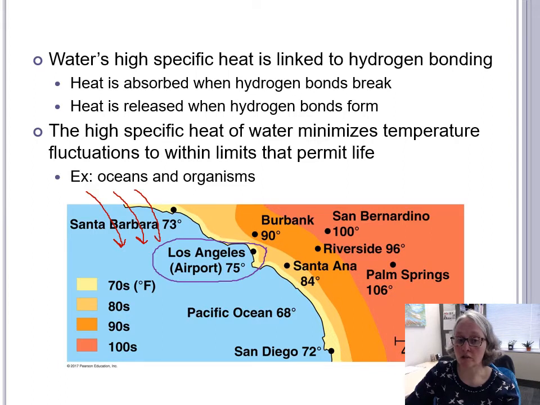Now the ocean doesn't start boiling because water can absorb lots and lots of heat and its temperature is only going to increase a little bit. And so what that does is it keeps it really pleasant there on the coastline, right? Like 75, that's a perfect temperature.